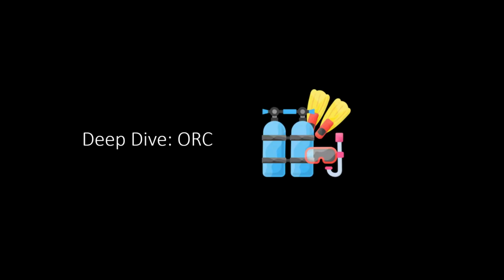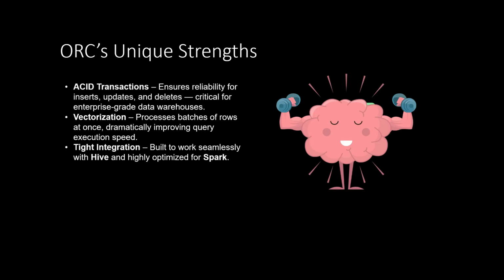Okay. Now coming to ORC. What is the unique strength of ORC? One is ACID transactions. As I said, ORC was meant for the Hadoop Hive combination. So it gives us very good ACID transaction capability. It ensures there is reliability for insert, update, deletes, which are very, very critical for an enterprise grade data warehouse kind of use case.